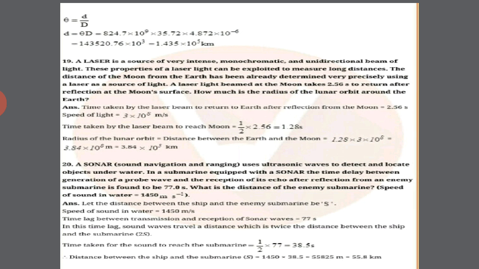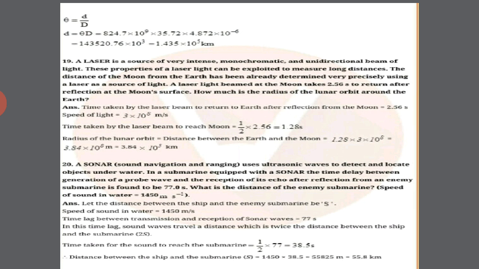The time taken by the laser beam to return to the earth after reflection from the moon is equal to this 2.56 seconds. Speed of light is this. Time taken by the laser beam to reach the moon is 1 by 2, half, which is 1.28 seconds.